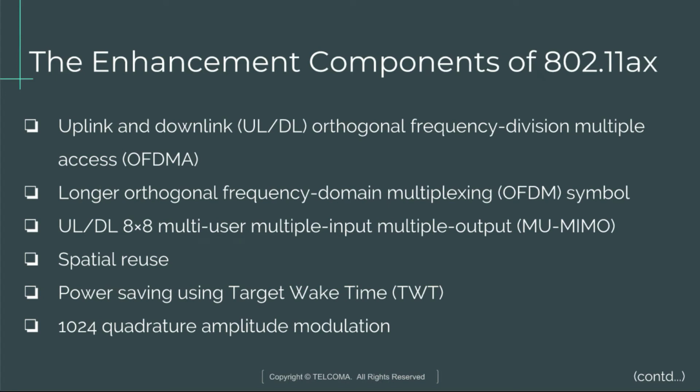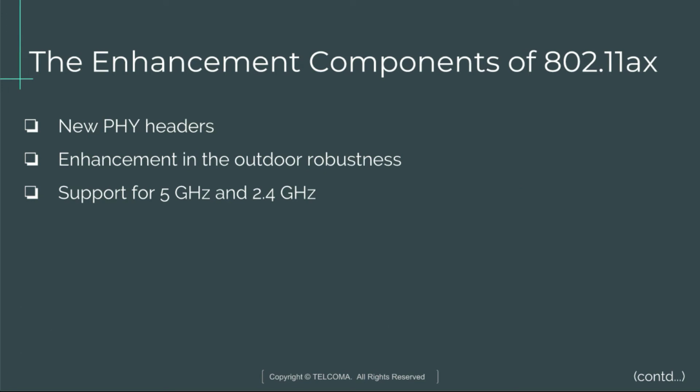Next are the enhancement components of 802.11ax. First is uplink and downlink orthogonal frequency division multiple access, longer orthogonal frequency division multiplexing symbol, uplink or downlink 8x8 multi-user multiple input multiple output, spatial reuse, power saving using target wake time, 1024 quadrature amplitude modulation, new PHY headers, enhancement in the outdoor robustness, and support for 5 GHz and 2.4 GHz.